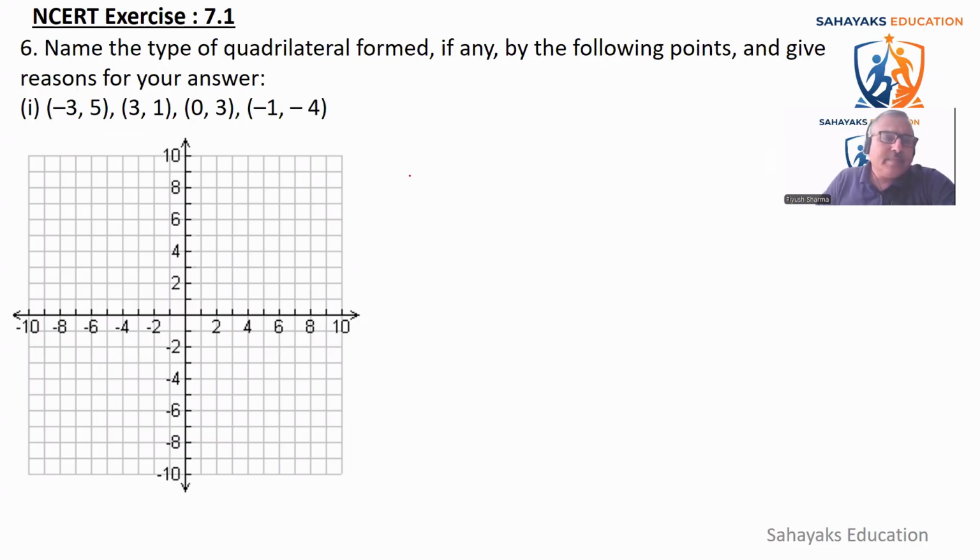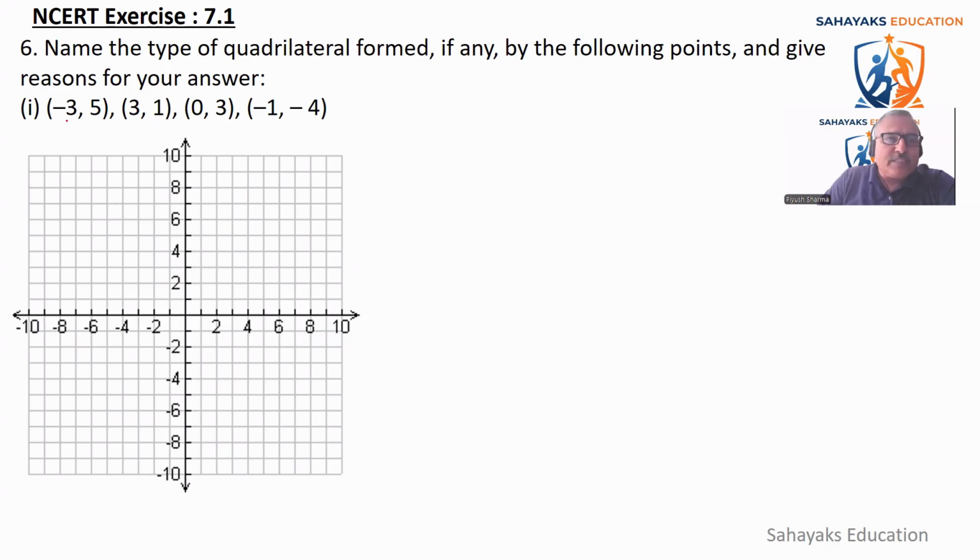So coming to this question, name the type of quadrilateral formed. It's a similar kind of question. But see, we have the graph. It is better to first plot it on the graph, so you'll come to know what kind of figure it is making. Is it making a quadrilateral or something else, or what kind of quadrilateral it's making? You will be able to figure it out, and then it will be easy for you to prove it.